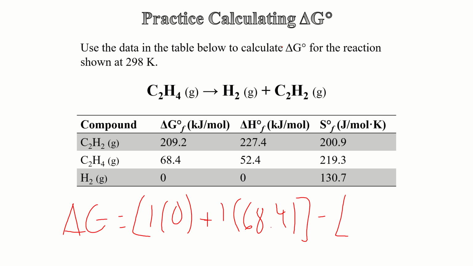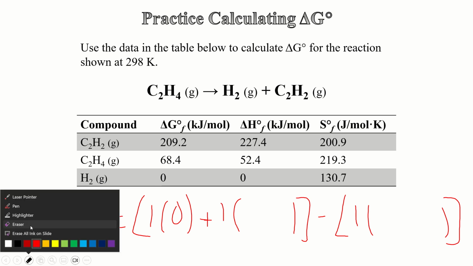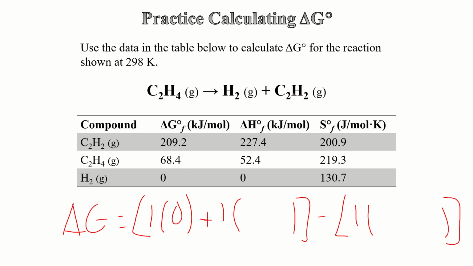minus the reactants, so the delta G value of C2H4, so that would be 1 times 209.2. And when you work this one out and solve, you should find that, sorry about that. I just realized I made a small mistake here, and I flipped my values. Apologize for that. There we go. C2H2 on the product side is the 209.2, so it should be 209.2 right here. And then C2H4 is on the reactant side, 68.4. So 68.4 goes here. Apologies for that, my mistake.